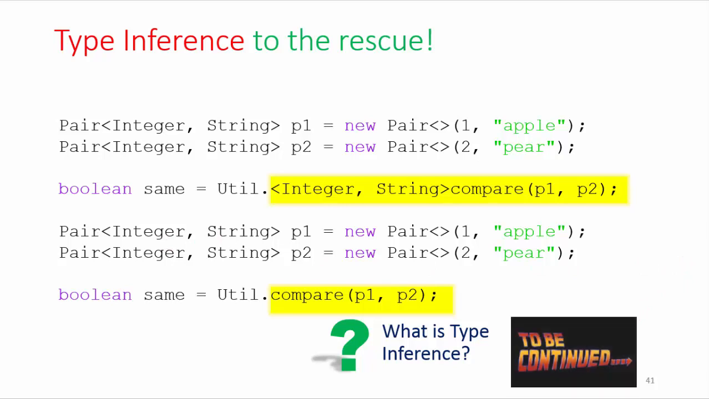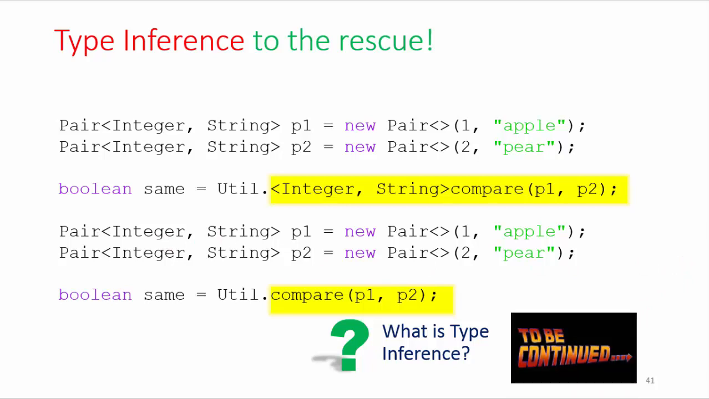So again, we're going to get into more detail about this, not much more detail, but still a little bit. But for now, this is all we need to know about type inference and how we need to rely on it to make our code a little easier to write.